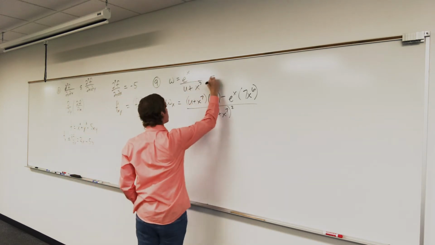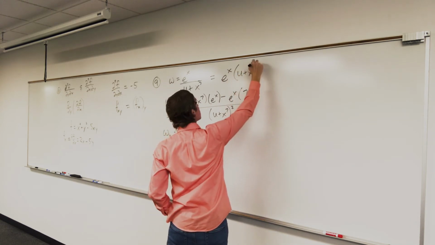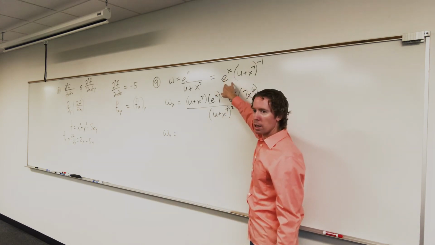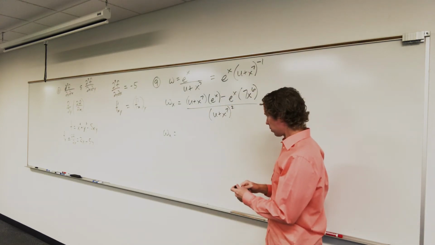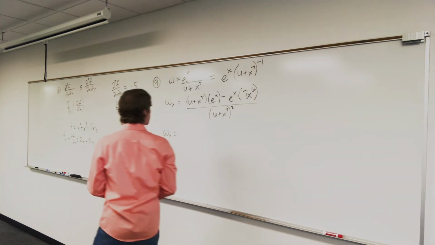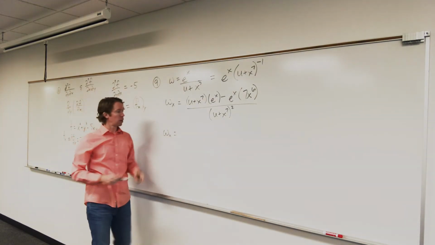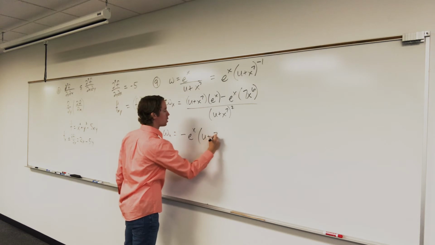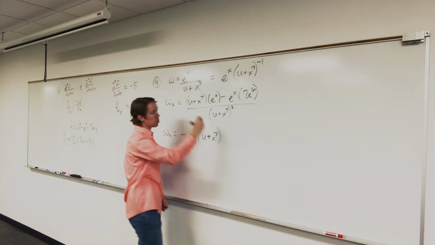Or we can think of it like this. This is the same thing as e to the x times u plus x to the 7th to the minus 1. The reason I'm doing this is because e to the x is constant. And now I can just use the chain rule here. And when I use the chain rule, the negative 1 comes out down in front, so I get negative e to the x times u plus x to the 7th raised to what power? Negative 2, good. You subtract 1 from the power.